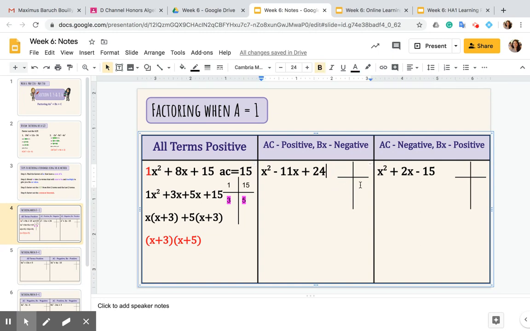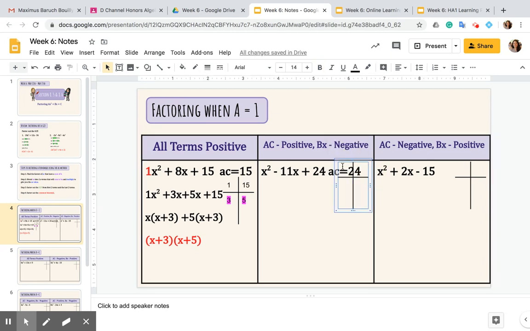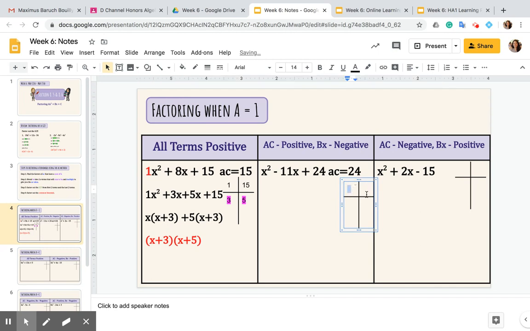Let's do another one. I've got a lot of examples to guide you through today. So my AC value here is going to be 1 times 24. I'm going to move this table here. See if I can do that easily. So let's start with some factors of 24.